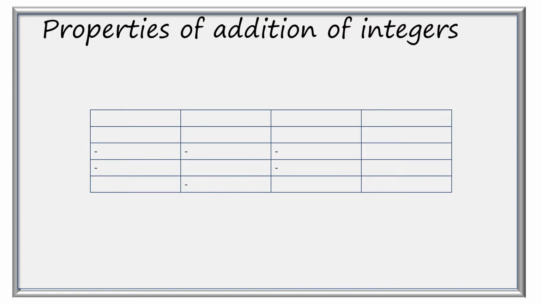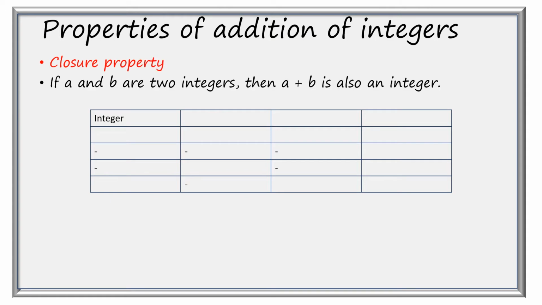Today's topic is properties of addition and subtraction of integers. Let us see the properties of addition of integers first. The first property is the closure property. This property says if a and b are two integers, then a plus b is also an integer.